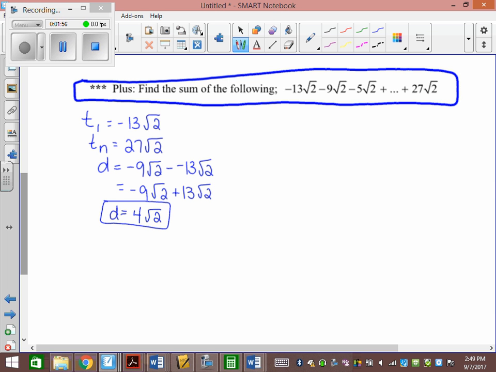I still need to use the Tn formula to get n though, right? Because I can't find the sum, whether it's the short formula or the long formula, if I don't know n. So we're going to go Tn equals T1 plus n minus 1 d. Now make sure you have some paper out, a pencil out, you should be writing. All right. So Tn is 27 root 2. T1 is negative 13 root 2. Plus n we don't know. And d is 4 root 2.